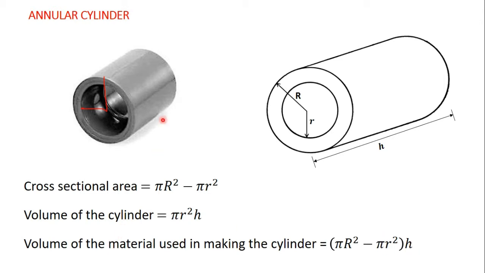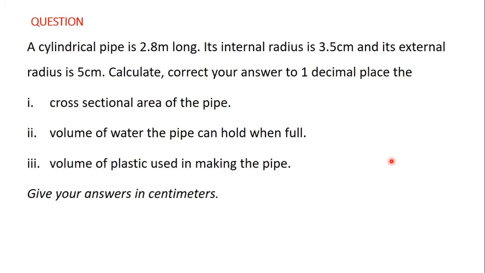That means that, let's say that this annular cylinder we have here is a pipe. To find the volume of the plastic or metal used in making the pipe, the formula is pi times the external radius squared minus pi times the internal radius squared, times the height of the cylinder. Let's pick a question and see how to apply these formulas.